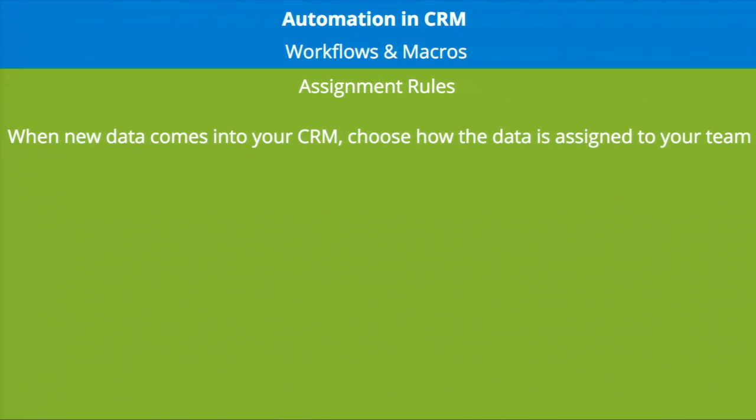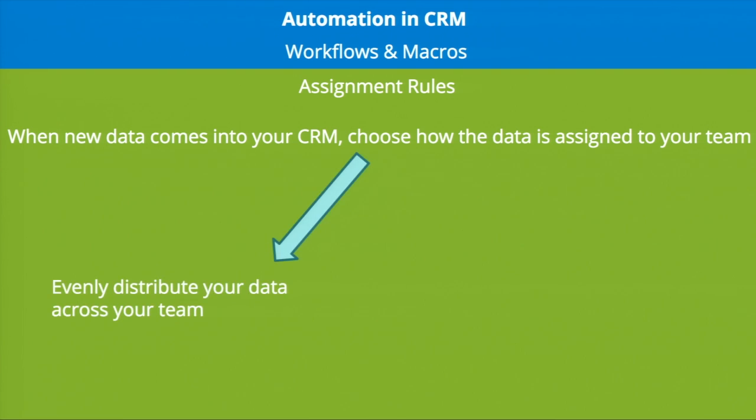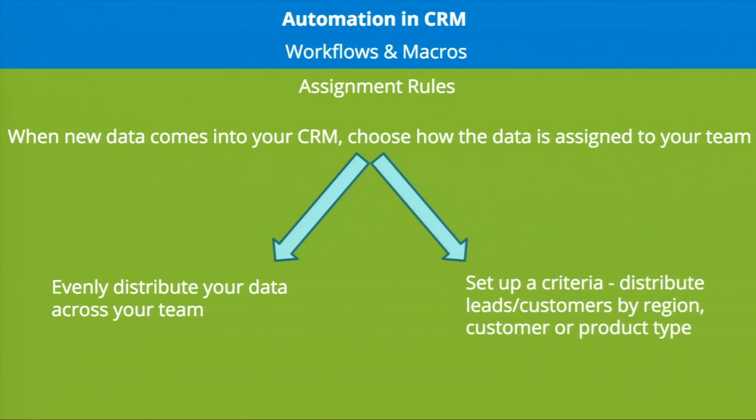And then after that, we also talked about assignment rules. So when new data comes into your system, you can choose how it's assigned to your team. Going with the same example of regions, if it's in a specific state, then assign it to this person. But you also have a way to evenly distribute it across your team. So if a lead comes in, it goes to person A, then person B, person C, and so forth, evenly distributing it. Or you could set it up based on criteria like state, industry, or your lead source, for example. So you have both of those options to create assignment rules and assign them to your team.